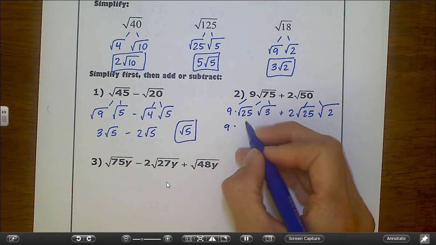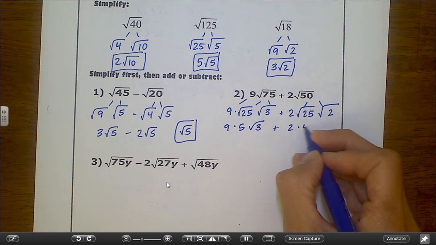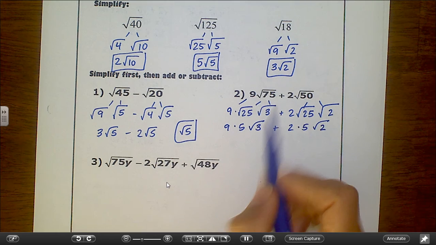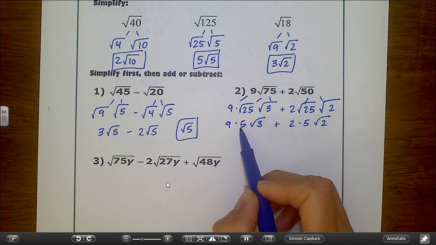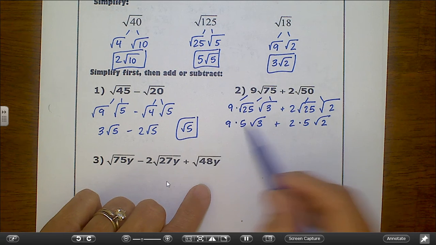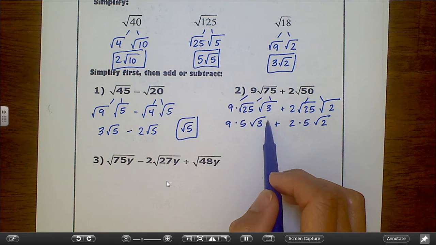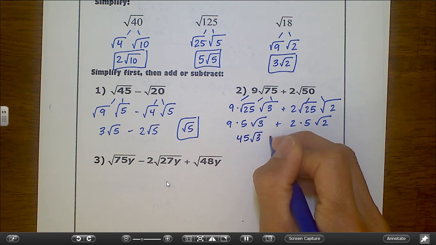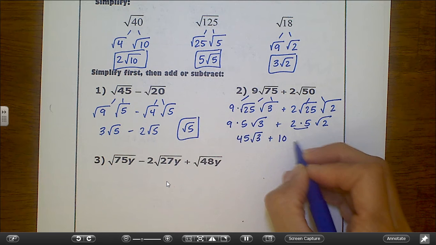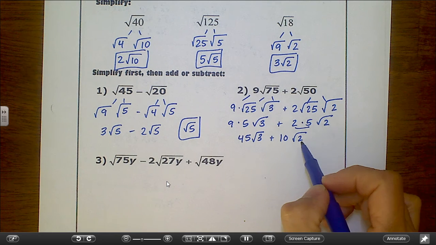So 9 times square root of 25, which is 5, and then rad 3, plus 2 times square root of 25, which is 5, and then rad 2. And then remember our rules for multiplying that we just did on the other side. We just multiply things that are outside the radical. Now, you can't multiply this and this and this and this because there's an adding between them. So you just have to look at these as like their own little radicals. So 9 times 5 is 45. So I have 45 rad 3 plus 2 times 5 is 10 rad 2. And again, I'm done. I can't simplify any further than that because that's a rad 3 and that's a rad 2.